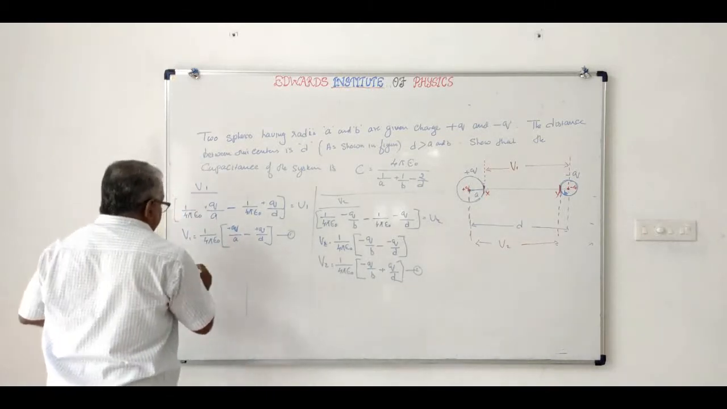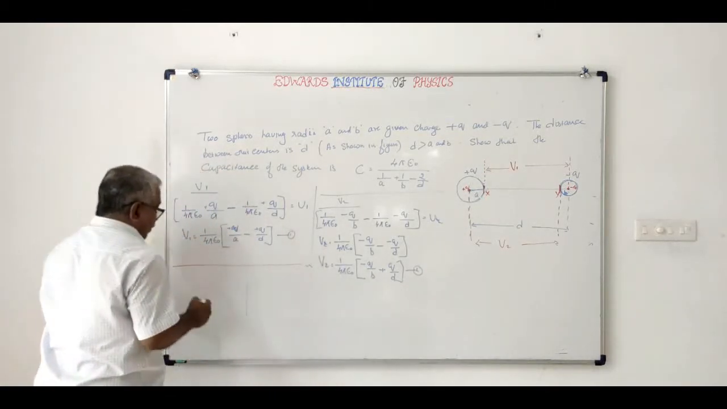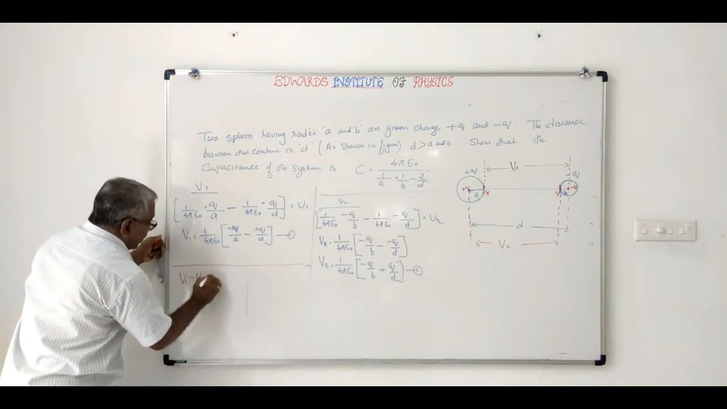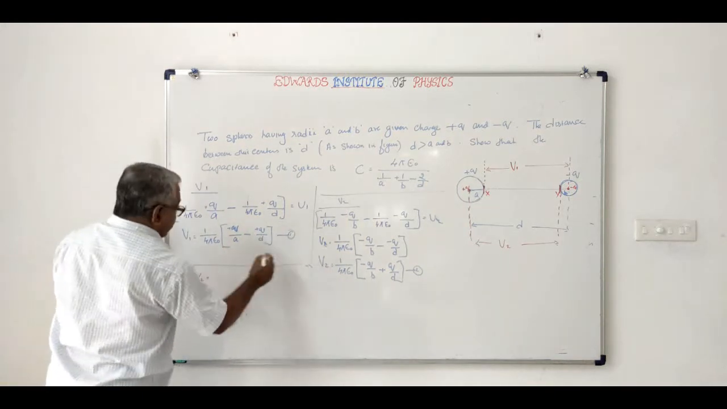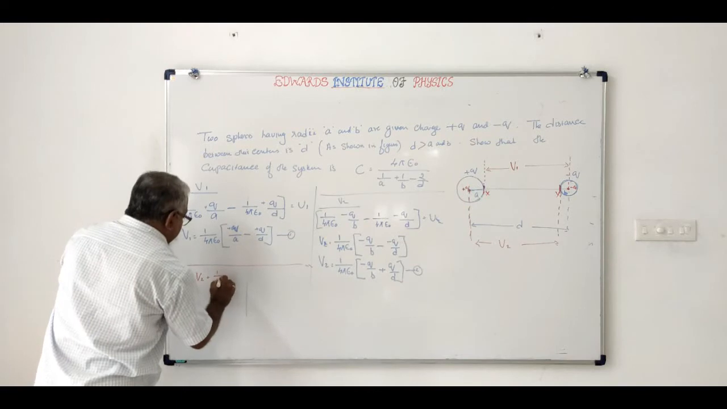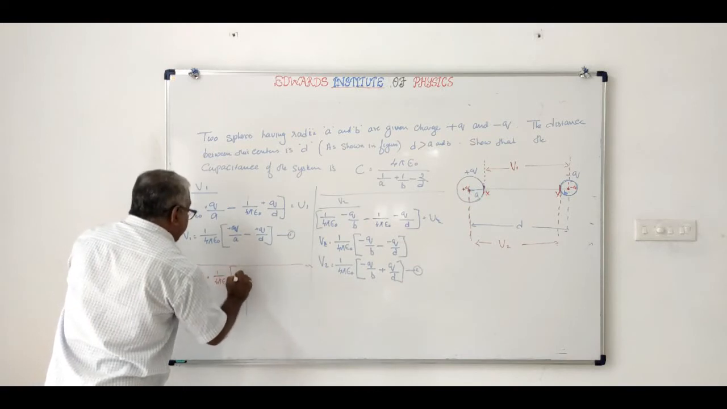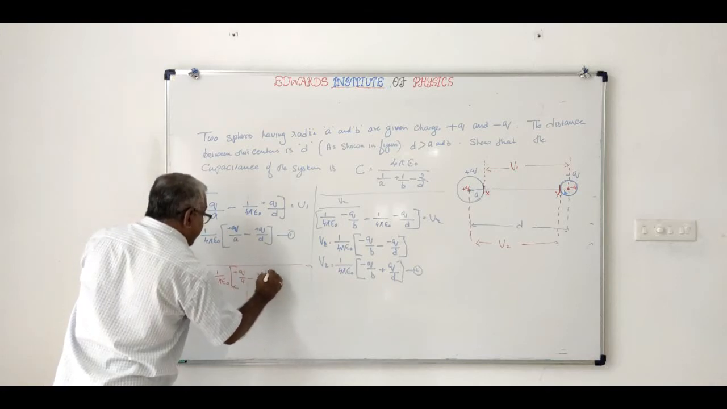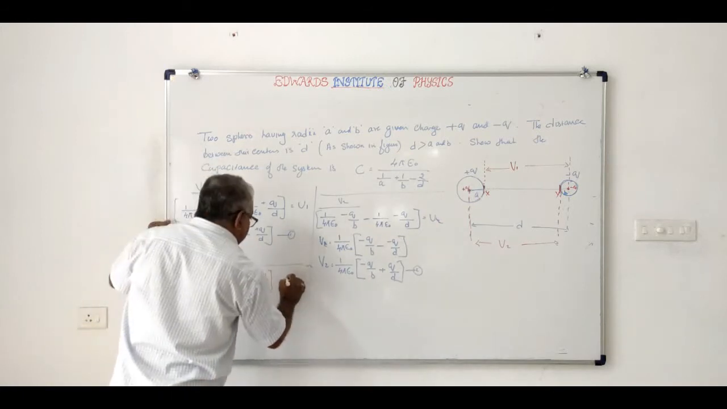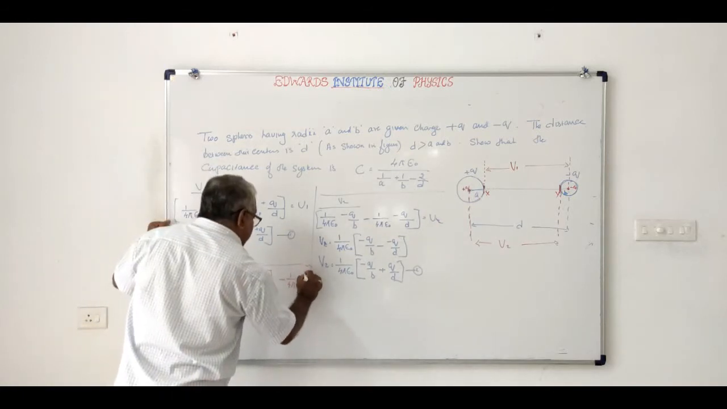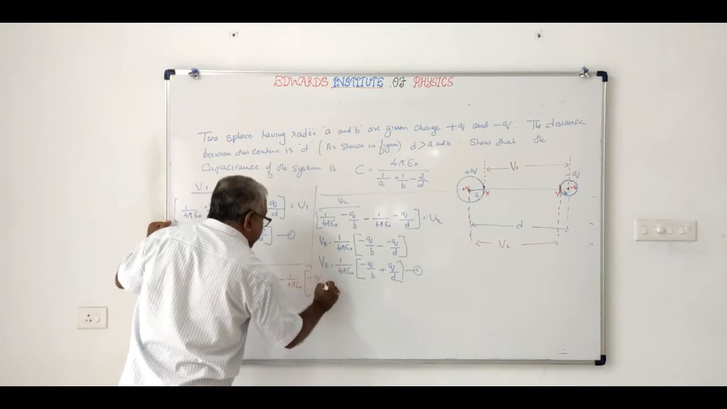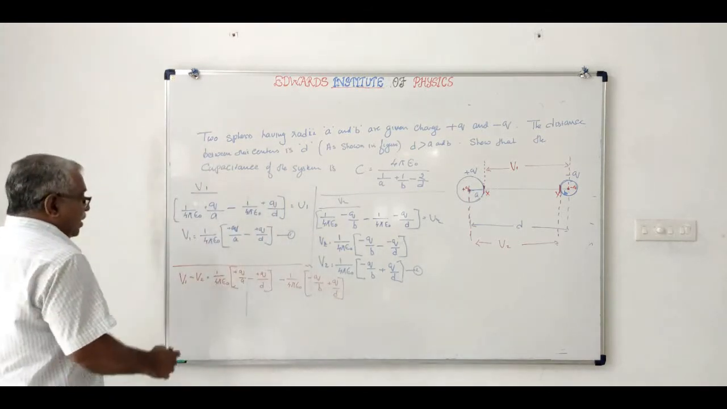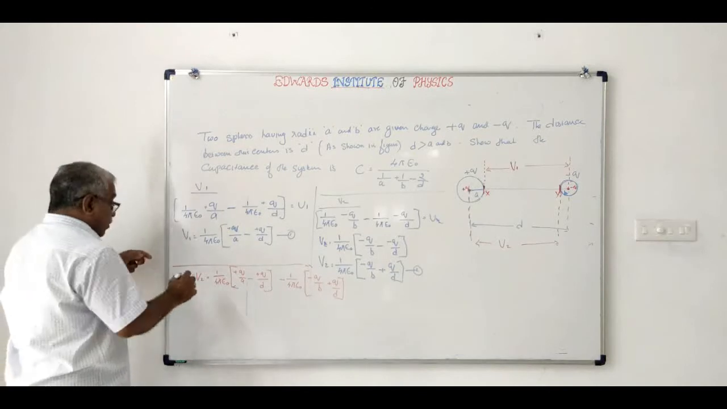Now you got both V1 and V2. Now what will be V1 minus V2? V1 minus V2 will be equal to, subtract from these two, 1 by 4 pi epsilon 0 times plus q by a minus plus q by d, minus 1 by 4 pi epsilon 0 times minus of q by b plus q by d. Here 1 by 4 pi epsilon 0 you can take as common.